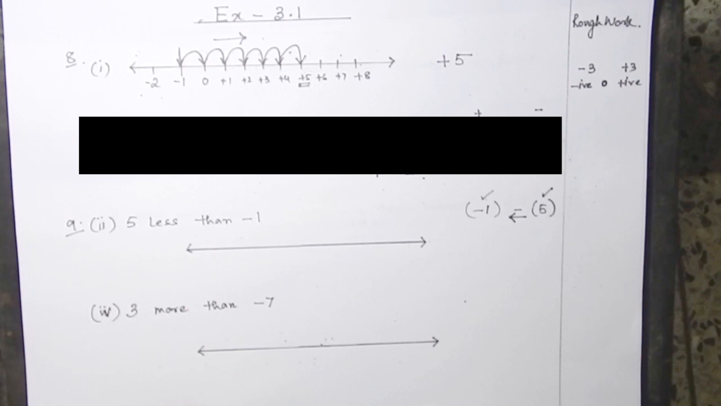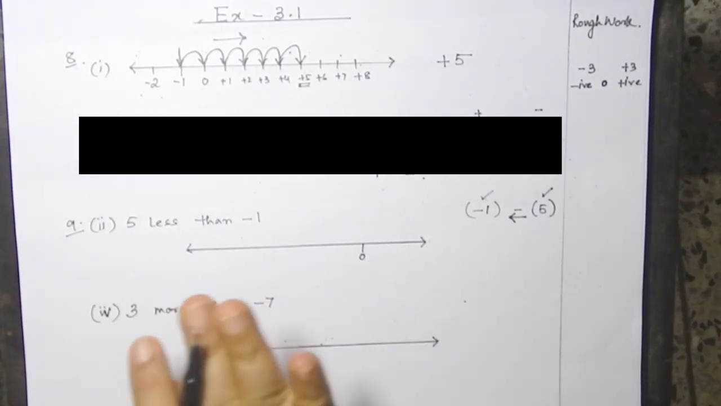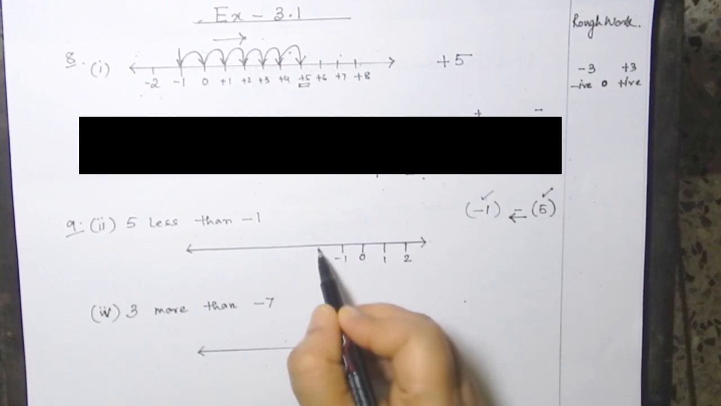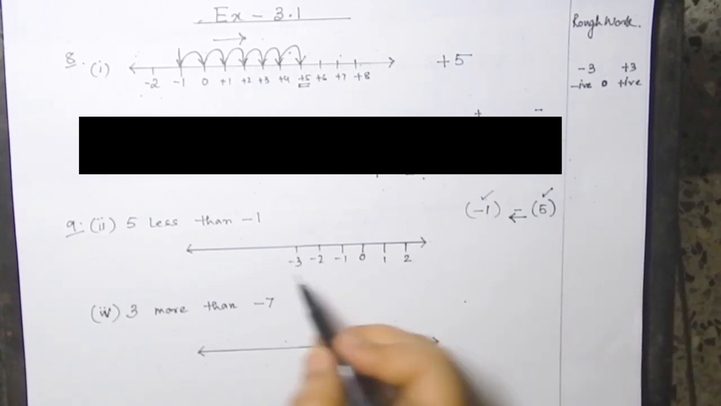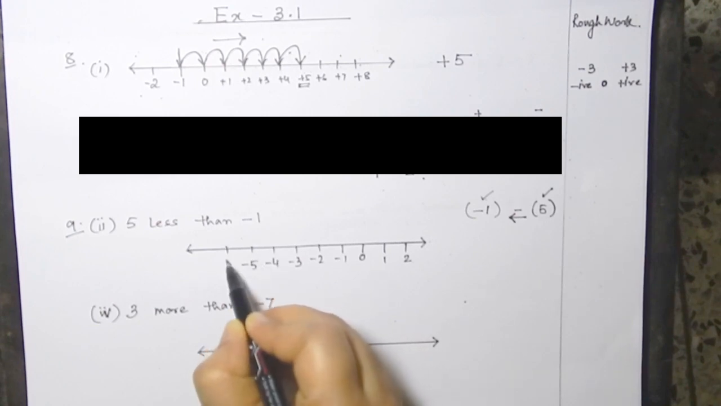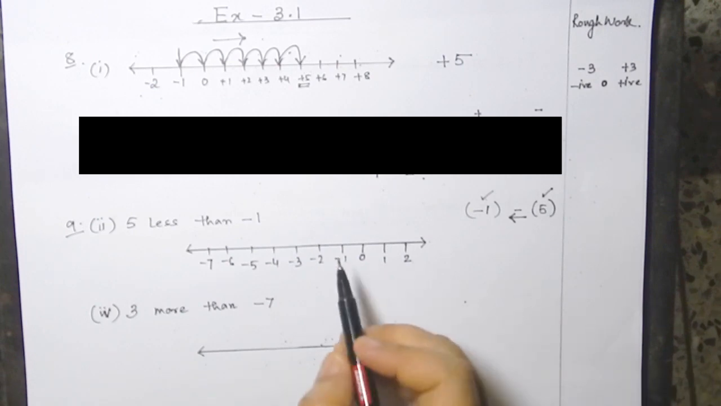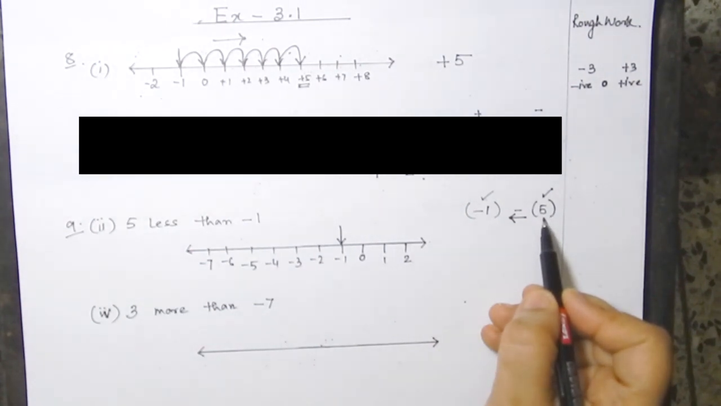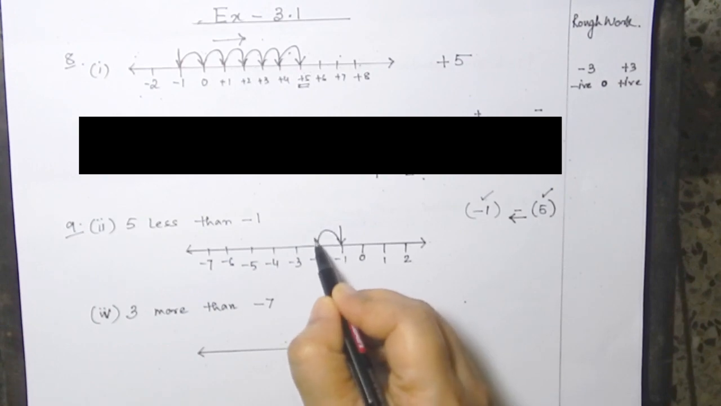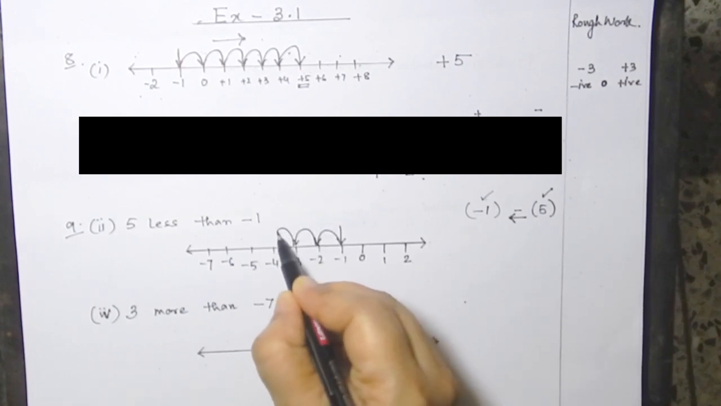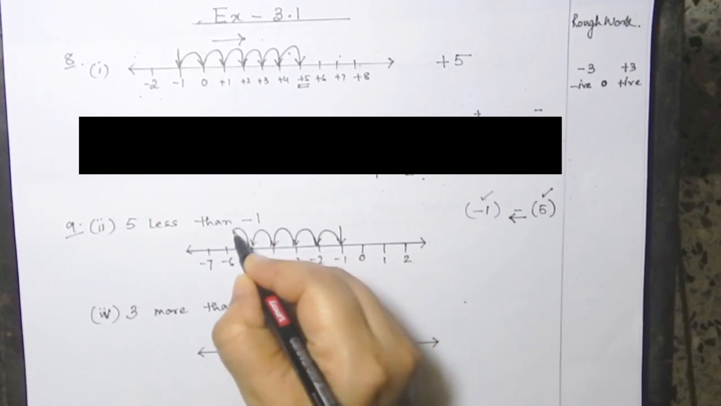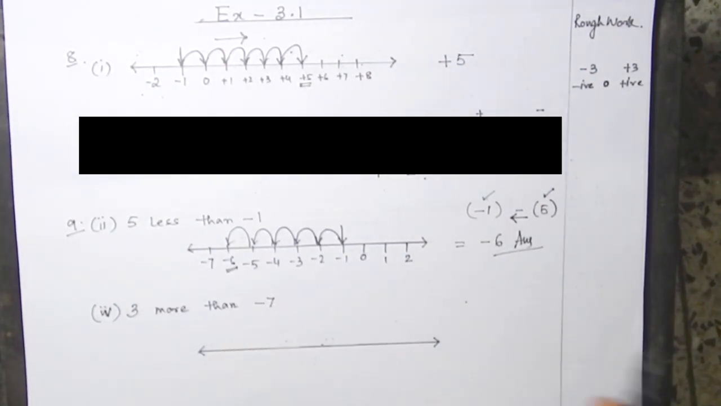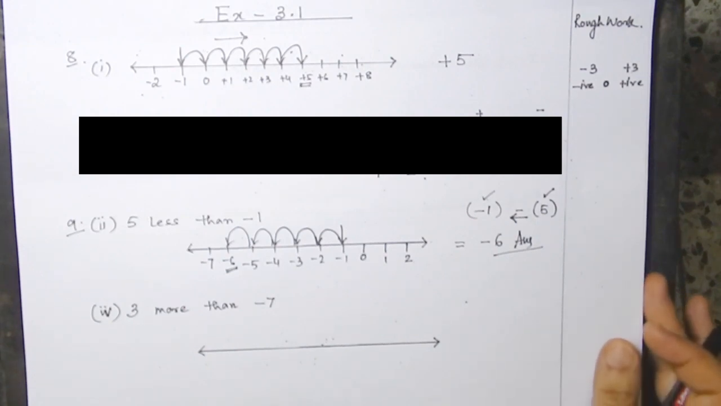Decrease means we will move towards the left. So I need the left hand side of the number line more. So my 0 will be a little towards the right, so that I have more space for negative numbers on my number line. So minus 1, minus 2, minus 3, minus 4, minus 5, minus 6, minus 7. So I will start from minus 1, and 5 less, that means 5 times towards the left. 1, 2, 3, 4, 5. So the answer is minus 6. Where did we reach? Minus 6.